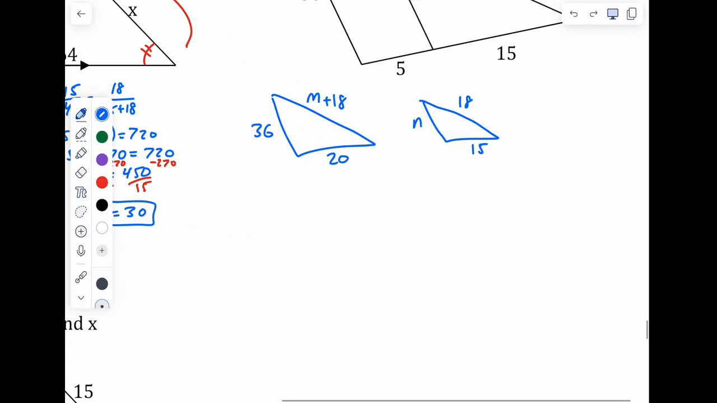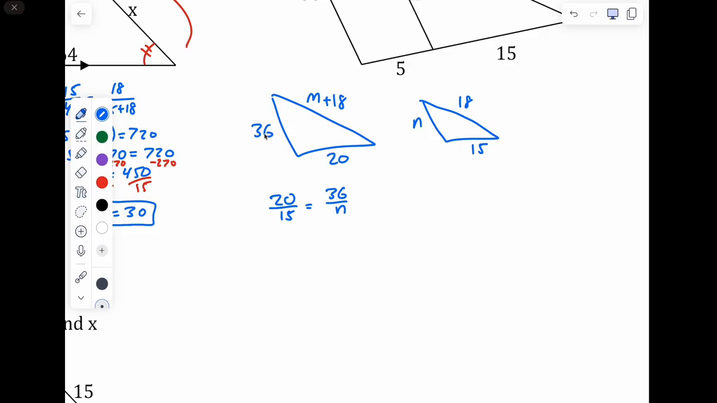I'm gonna do this problem like this. I'm gonna go 20 over 15. So I went large triangle on top, small triangle on the bottom, and then 36 goes with N. Just to show you that the N, or the variable, is not always on the top. I could have these both flipped.